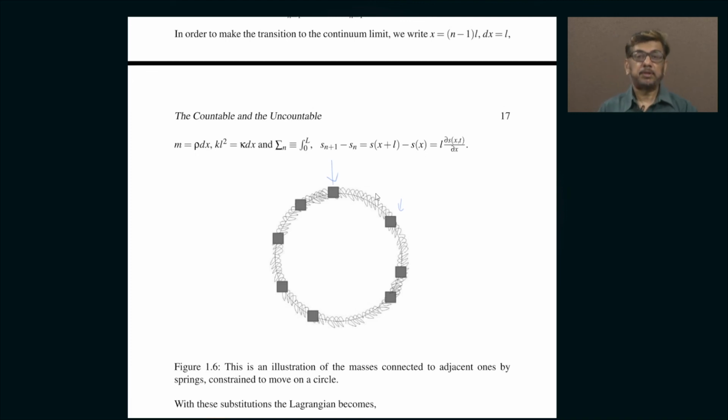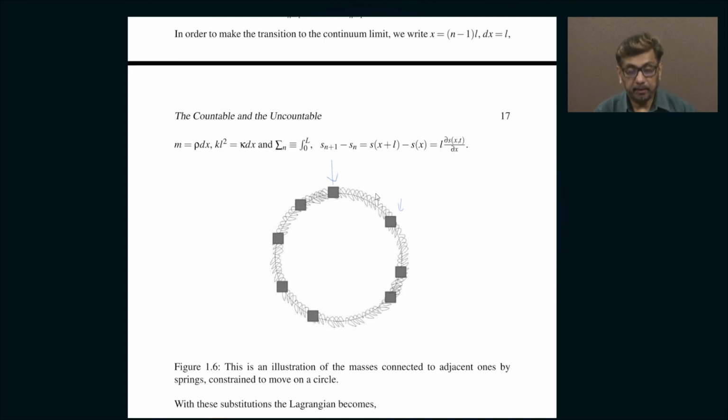So if you want to avoid those sort of exceptional situations, it's better to think of a ring, place masses on a ring, so that a ring that has no beginning, no end, any point on the ring will have two neighbors, one on this side, one on the other side.